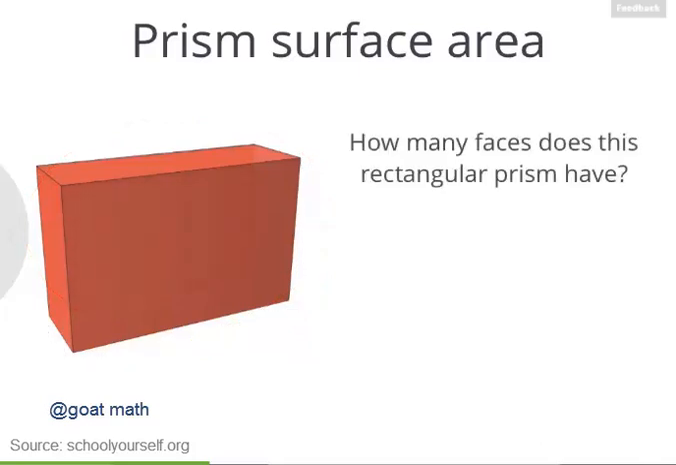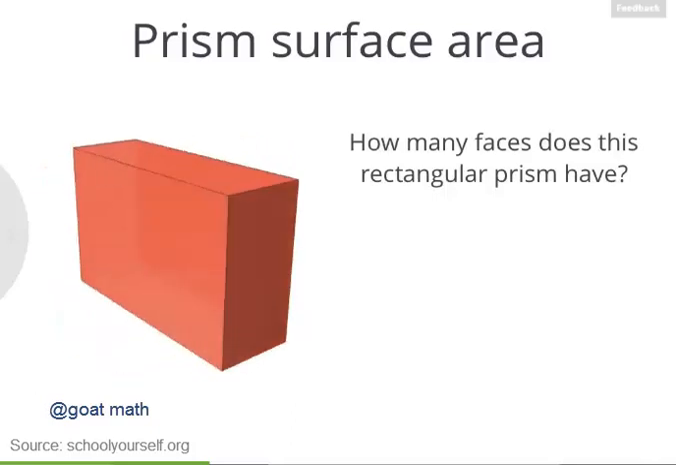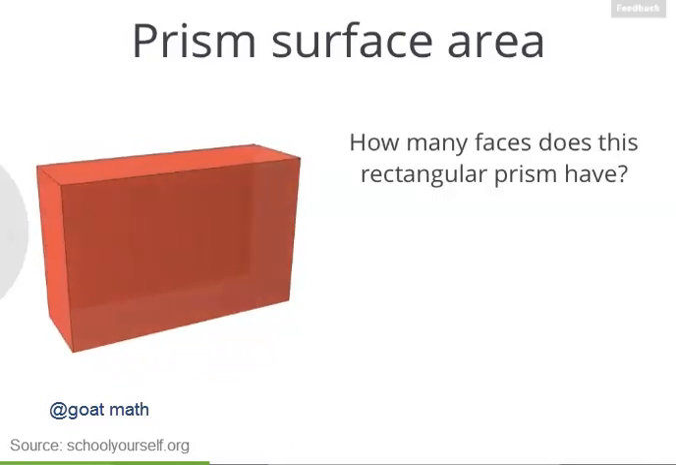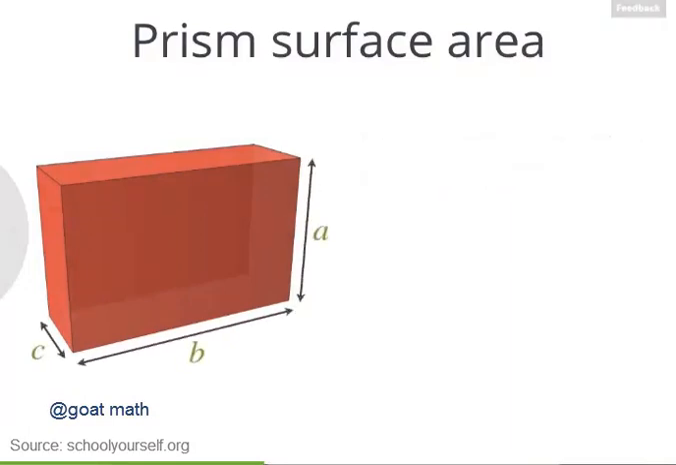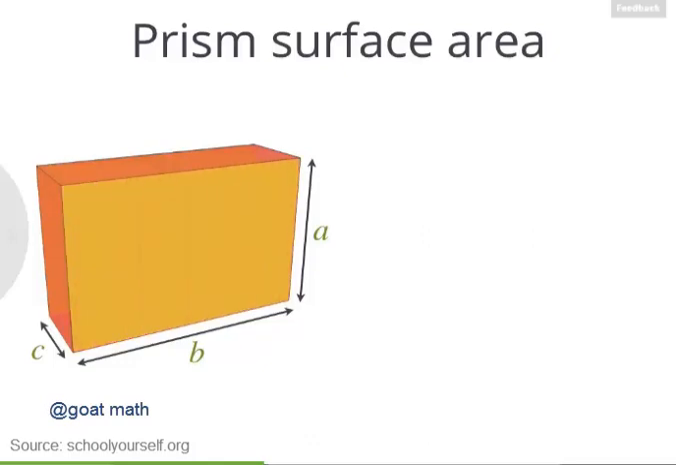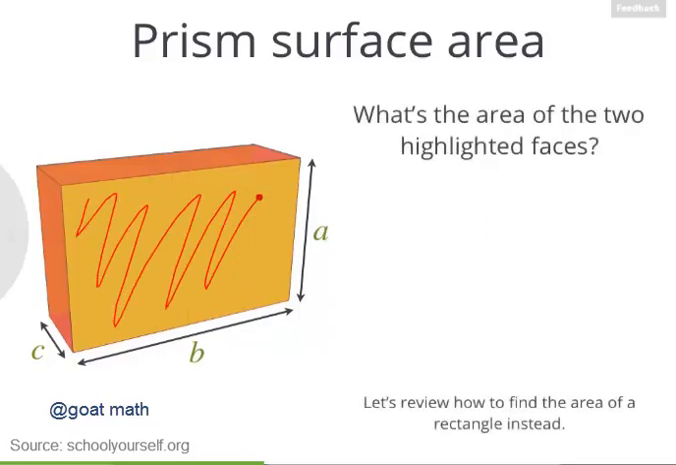So first, how many faces does this prism have? Let's give it another quick spin so you can see it from a few different angles. Exactly right. This prism has 6 faces. So let's start adding up the areas of those faces. And we'll begin with this rectangular face in the back. Notice that it has the same shape and size as this rectangular face in front. So in terms of A, B, and C, what's the area of these 2 faces?